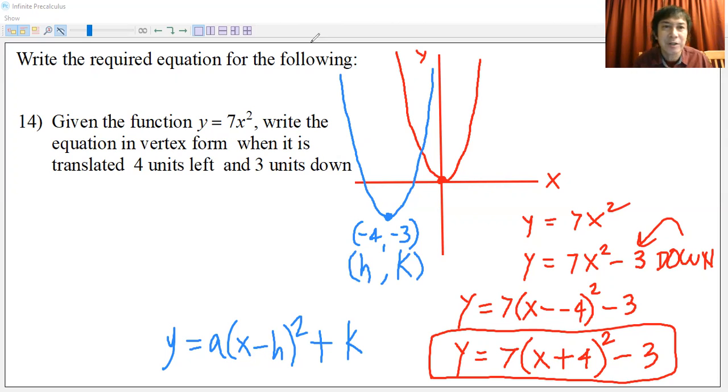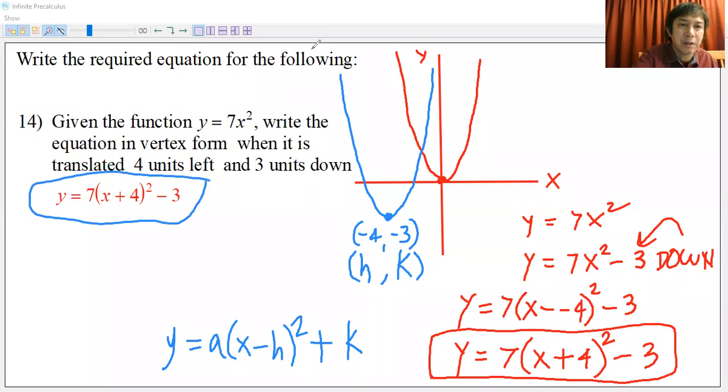All right, so let us check and verify the answer. Over here, there is the answer. y is equal to 7 times the quantity x plus 4 squared minus 3. Here's the answer. All right, so that will be for number 14. Let's continue with the next. Let's have number 15. Let us clear the screen.